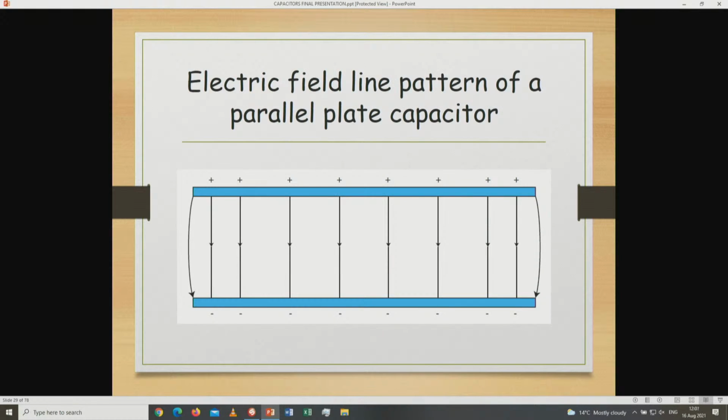Right, now this is a drawing that shows the electric field line pattern of a parallel plate capacitor. We've got two parallel plates. One plate is positively charged, it's on top. At the bottom is a negatively charged plate, and there are field lines across. Those are the electric field line patterns of parallel plates. The field lines' direction is from positive to negative, indicated by arrows.